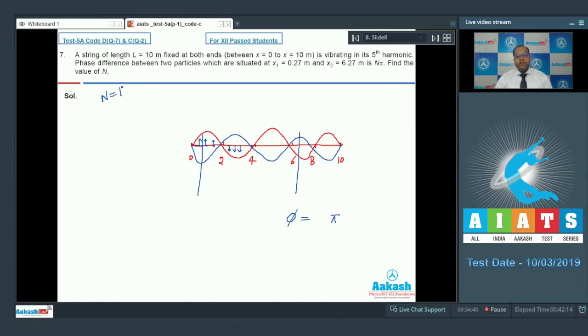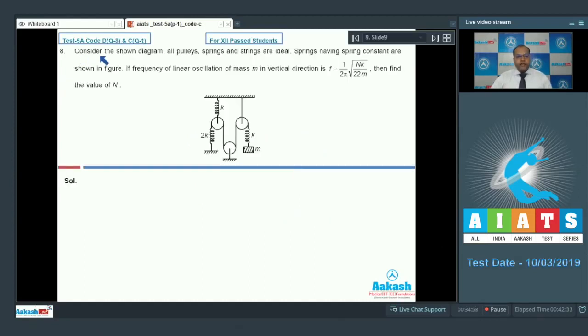Let's move to question number 8. In question number 8, consider the shown diagram. All pulleys, springs and strings are ideal. Springs having spring constants are shown in the figure. If the frequency of linear oscillation of mass m in the vertical direction is given by this expression, then find the value of n. Let the given system be in equilibrium.